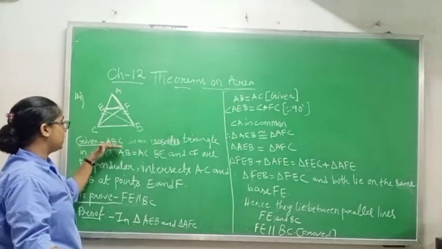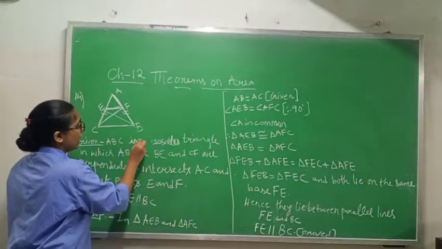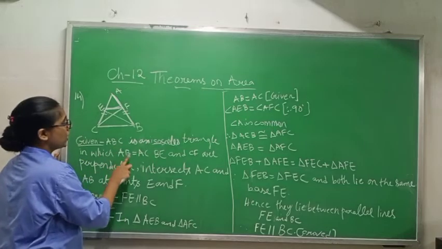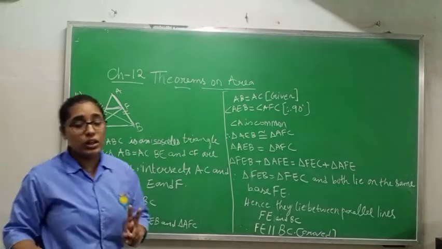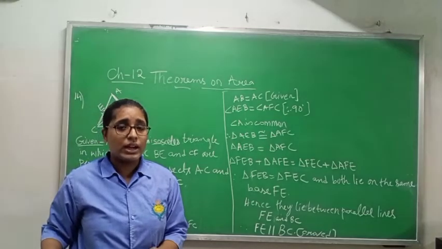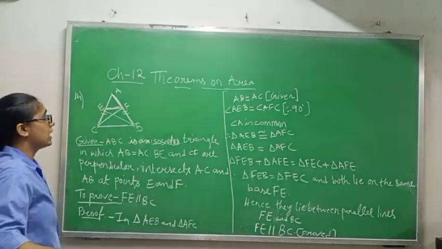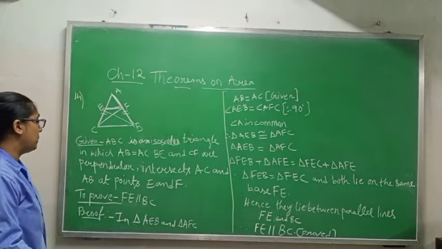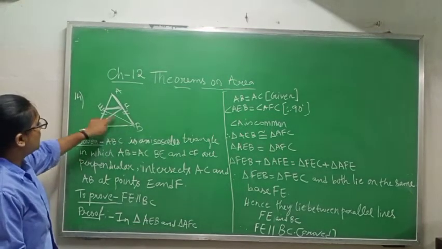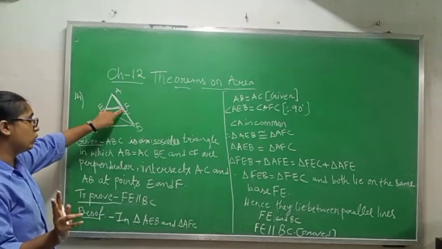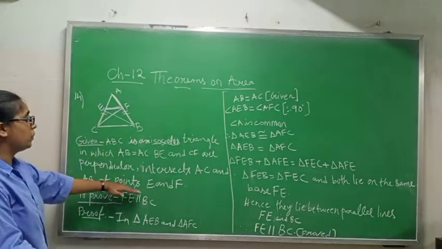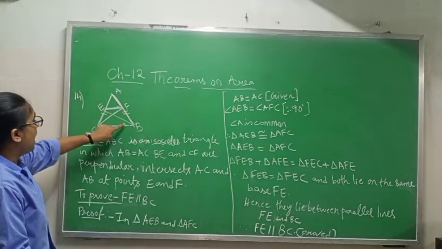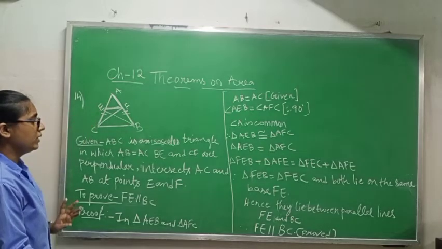Now in the given part, I have written ABC is an isosceles triangle. Now you will ask why isosceles triangle, in which AB equals AC. When two sides are equal, then it is known as an isosceles triangle. That is why I have written that ABC is an isosceles triangle in which AB equals AC. BE and CF are perpendiculars, intersecting AB at the point F and AC at the point E.